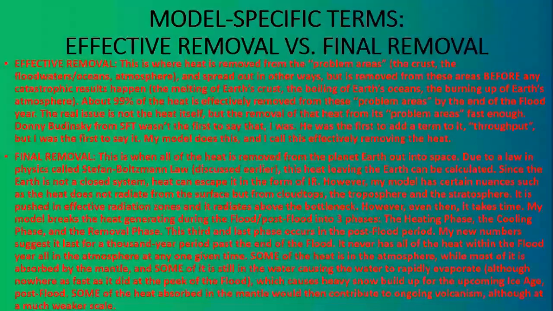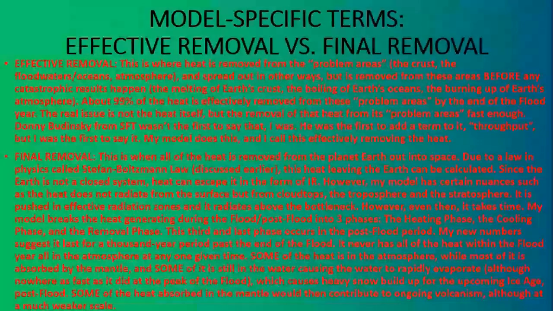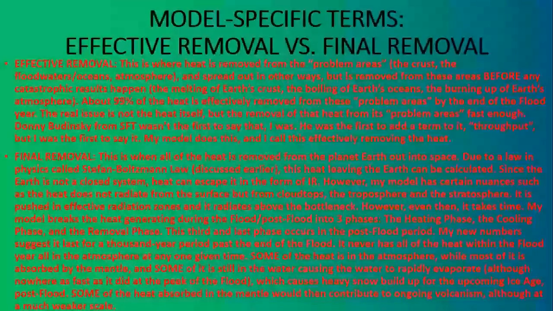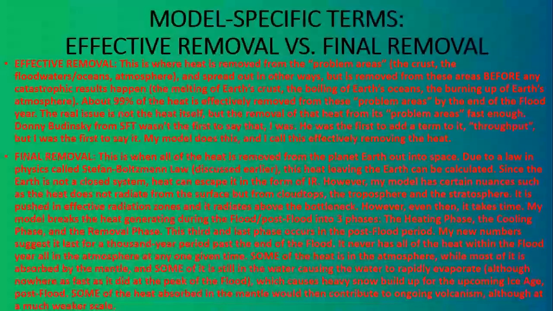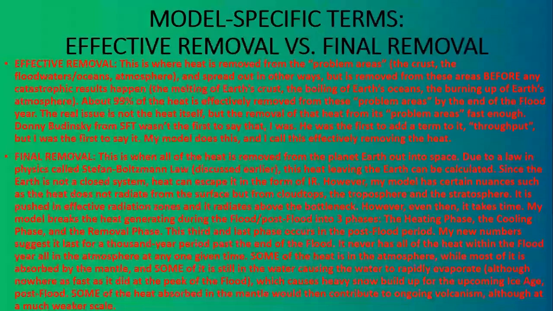Above the bottleneck in atmospheric physics, there is a bottleneck around the troposphere, especially the lower troposphere, in which you've got a buildup of greenhouse gases, and greenhouse gases tend to absorb infrared radiation, and so infrared radiation will still escape into space from there, but it's much slower. It's faster when you actually put the heat above this bottleneck. It is pushed in effective radiation zones and it radiates above the bottleneck. However, even then, it takes time.